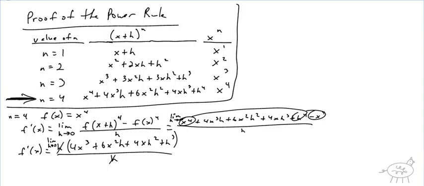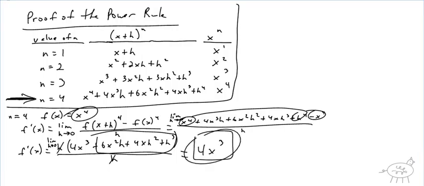Okay, they cancel, and now I do direct substitution. So do you guys agree that basically this all cancels, and I wind up with just 4x cubed? So that's what f prime of x is. Okay, 4x cubed. And that's kind of interesting. So my original function, remember, was x to the fourth, and now it's 4x cubed.